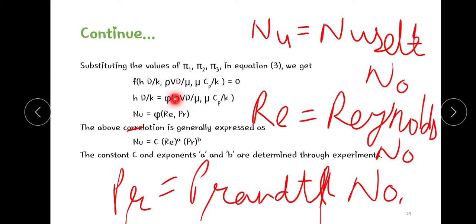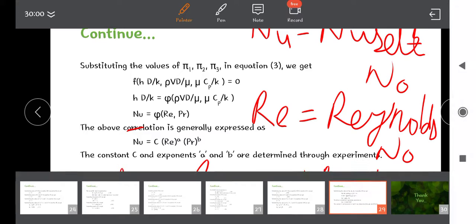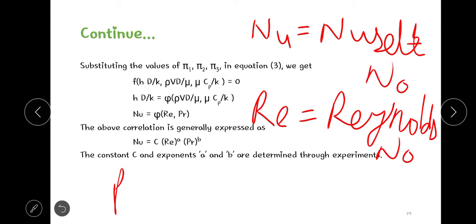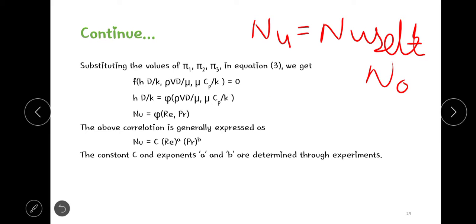So the above correlation is generally expressed as this relation: Nu is equal to C Re to the power a Pr to the power b. Here C, a and b are determined through experiment and they are constants. Wait a minute, I will erase it.